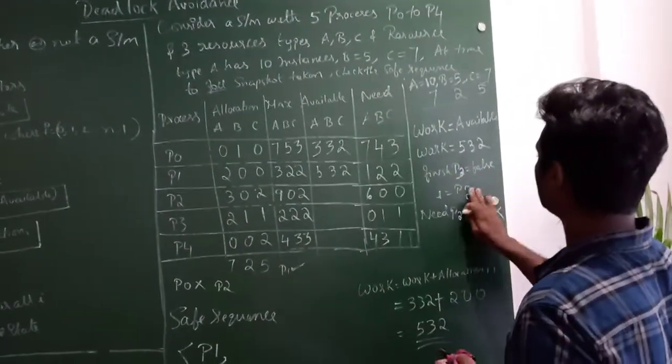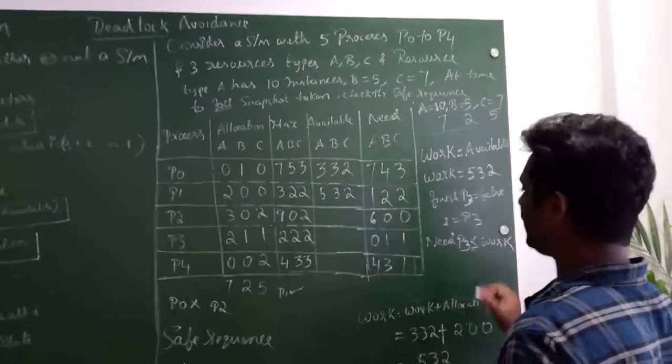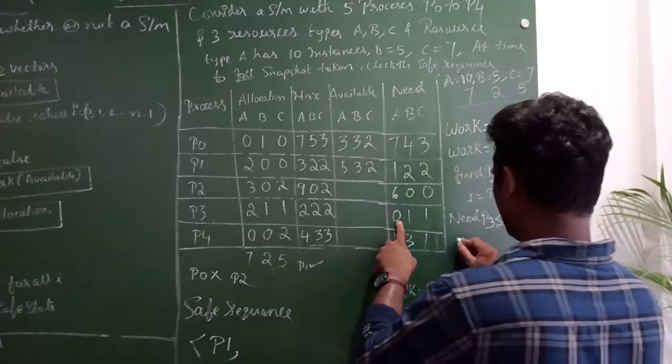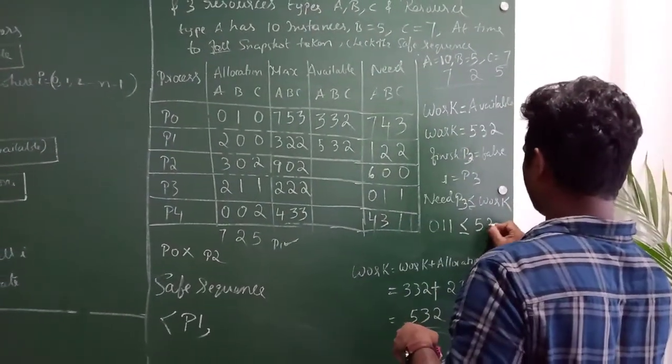P3 process. Now, the need of P3. How much here? 0, 1, 1 is less than work, which is how much? 532.